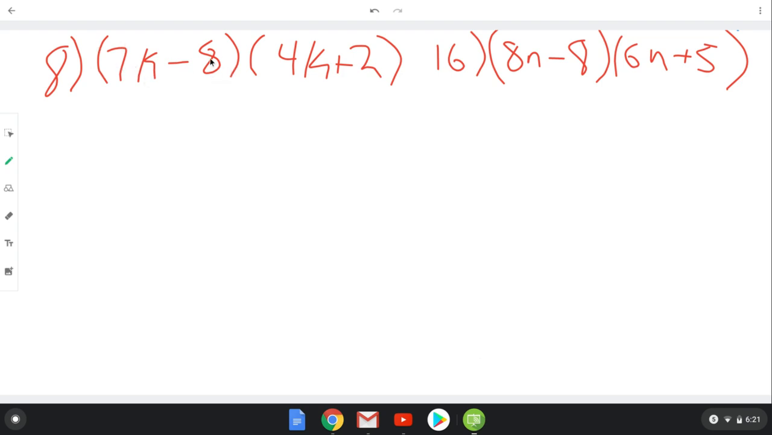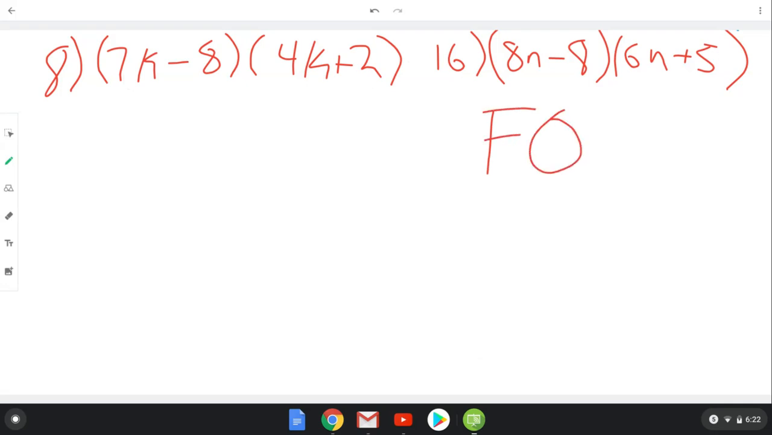So when we're multiplying two binomials, we have 7k minus 8, that's one binomial. And then 4k plus 2, that's another binomial, and we're multiplying them together. When we're multiplying any polynomials, really, you have to multiply each term in the first polynomial by each term in the second binomial.